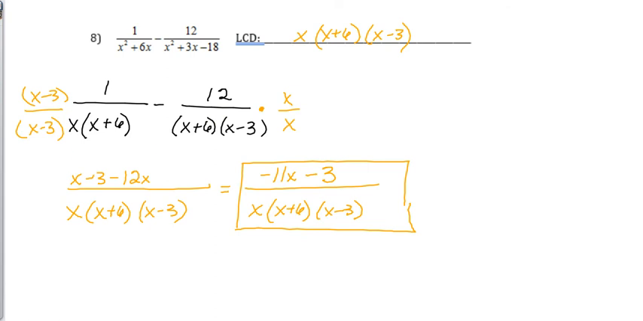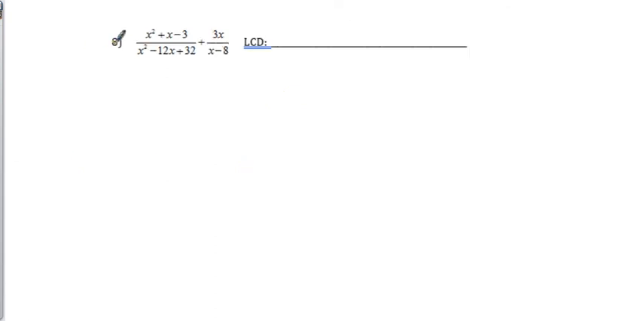Let's look at the next problem. Unfortunately, I accidentally numbered this one 8 as well, so this is actually question number 9. Now, let's go ahead and look at each of these and make sure that we have everything factored before we determine the lowest common denominator.